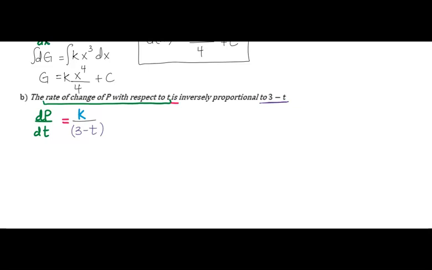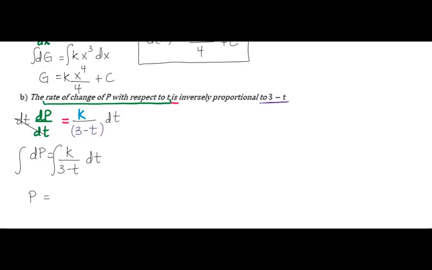So now let's go ahead and separate variables. I'm going to multiply both sides of this equation by dt. I want my t's separated from my p's. So here we have this differential equation now. I'm going to integrate both sides of it now that we have the variables separated. On the left side, the integral of dp is simply p.